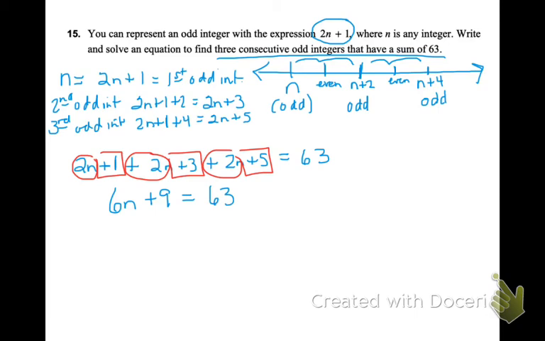So let's solve for n to see what it is, right? And then we know once we solve for n, we'll have to put it in right here to get the actual value of that number. So we'll subtract 9 from both sides. Okay, when we subtract 9, we've got 54.